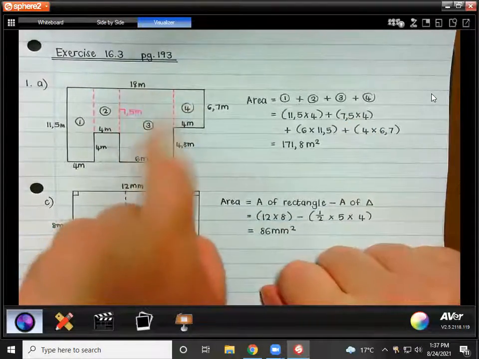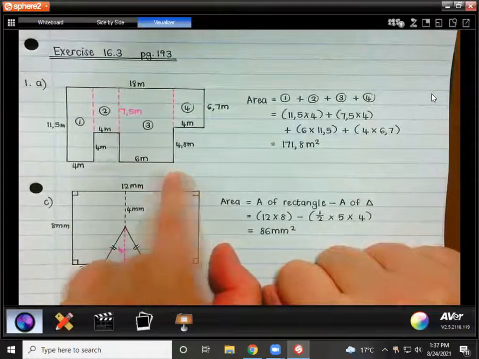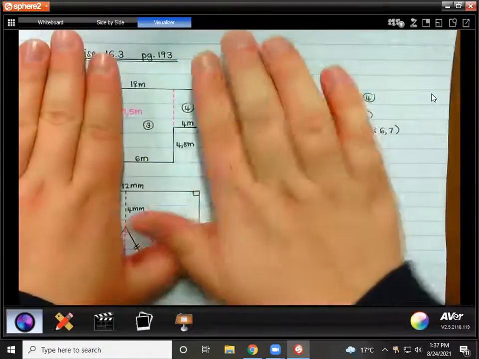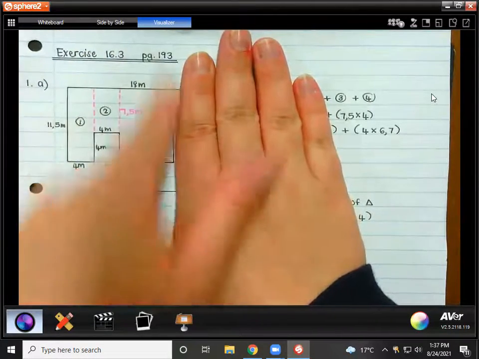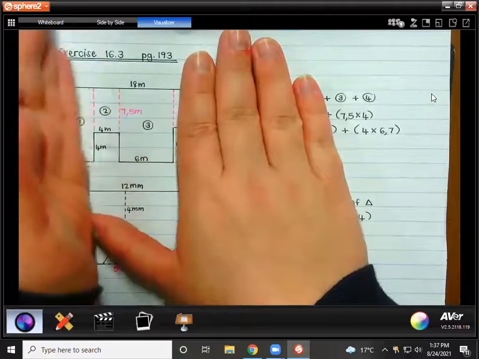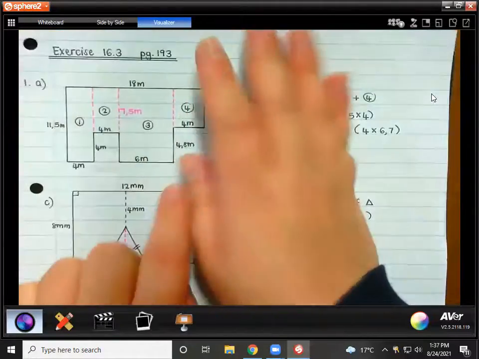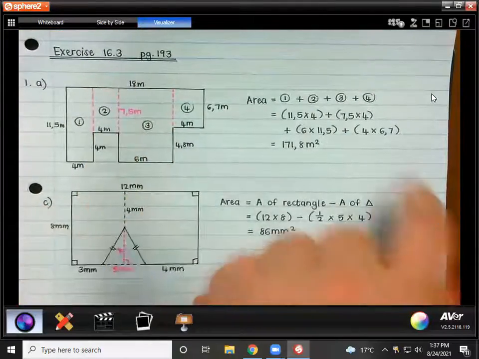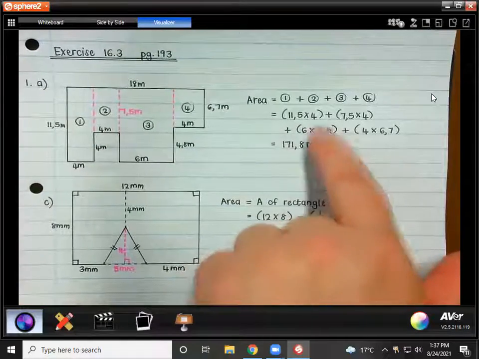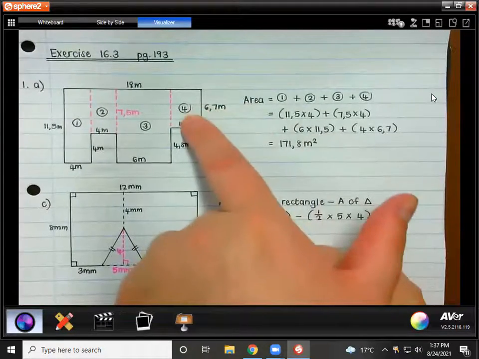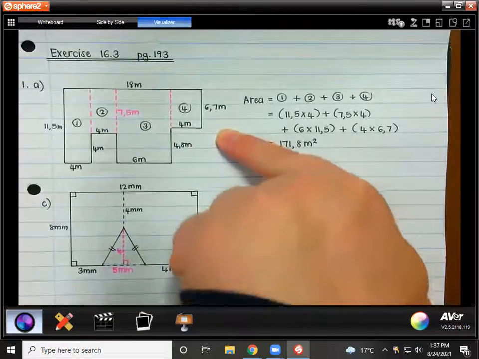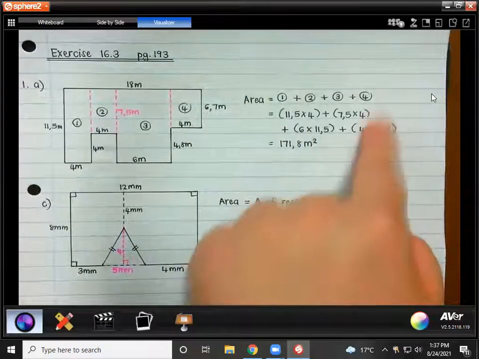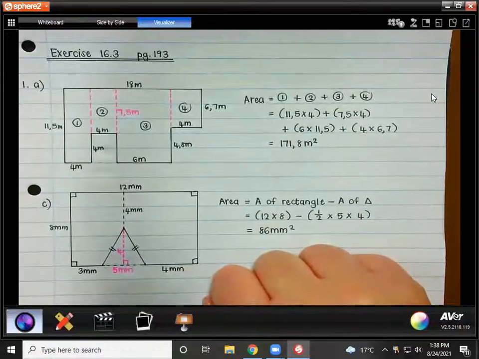My third one, the bottom side here, we can see is 6. And guys, if we're just looking at this rectangle there, it has the whole length, right? It's again 11.5, this whole one, that's number 3. Okay, so that one was 6 times 11.5, the whole side there. Here we go. And then this last one on the side was 4 times 6.7. All right, then if you add all of those together, you get that answer.